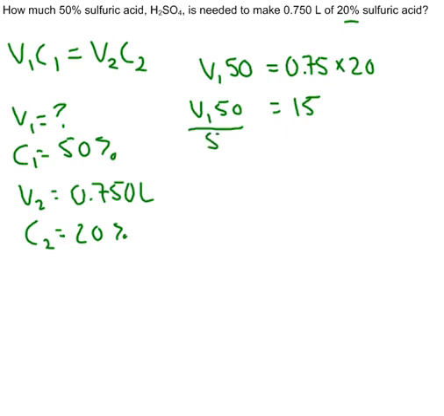And so now we want V1 by itself, and since V1 is being multiplied by 50, the opposite of that is divide by 50. That's how you get rid of it on that side. But what you do to one side, you must do to the other. And so V1 then will be 15 divided by 50, or 0.30 liters, or 300 milliliters.